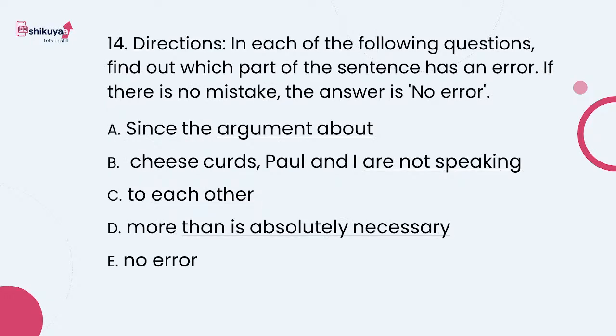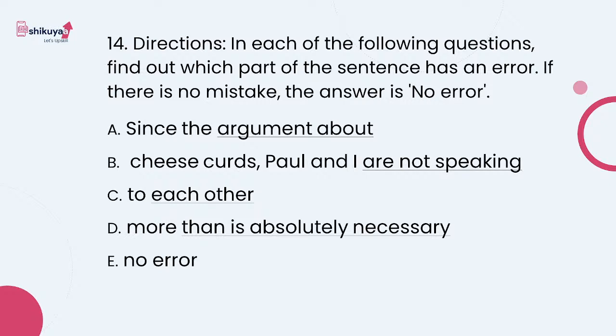Now this is an interesting question. It's again like our previous questions. In each of the following questions, find out which part of the sentence has an error. If there is no mistake, the answer is no error. Okay, students. So let's solve this question. So let me read the complete sentence first. Since the argument about cheese curds, Paul and I are not speaking to each other more than is absolutely necessary.